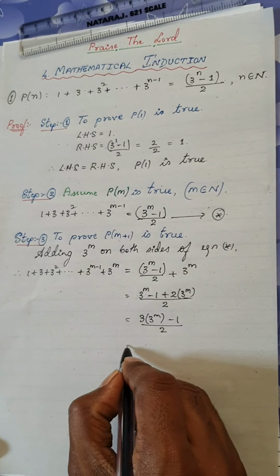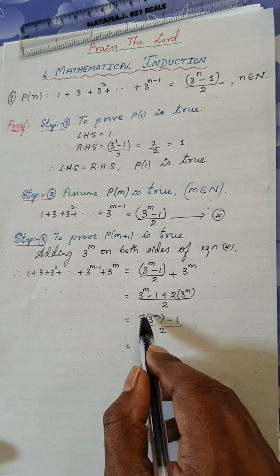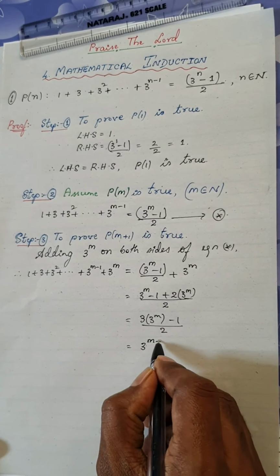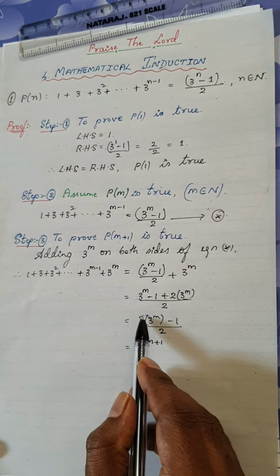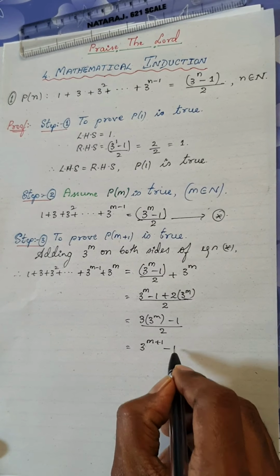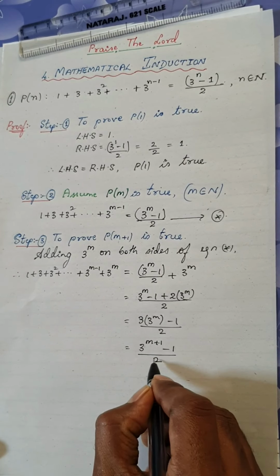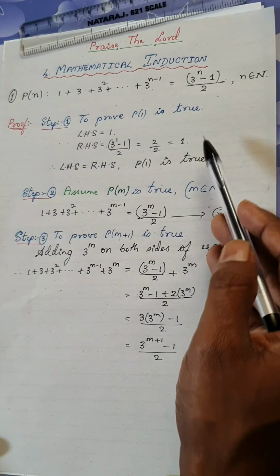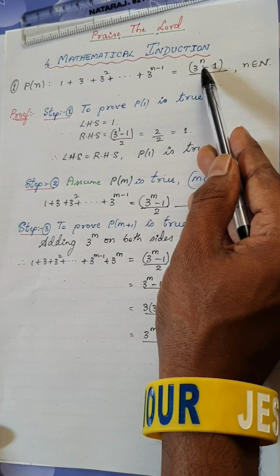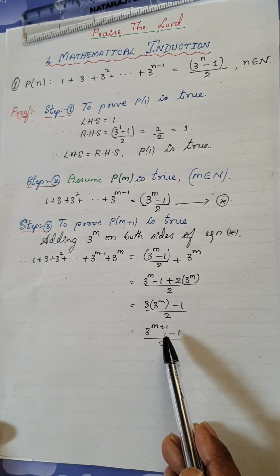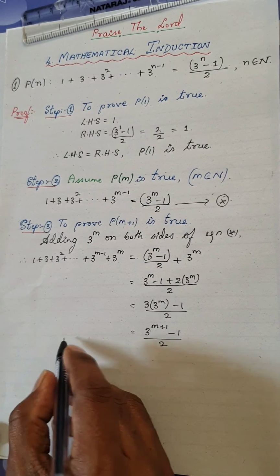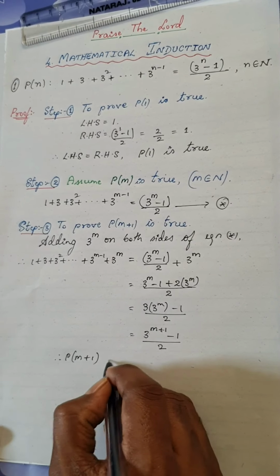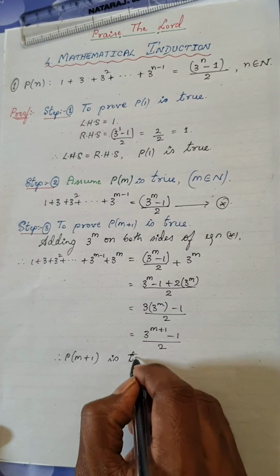Now using the law, a power of m into a power of n is a power of m plus n, this is nothing but 3 power m plus 1 minus 1 divided by 2. Now you can check, this is what I wanted, because in place of n in the RHS, I have replaced it with m plus 1. That is enough for me to say P of m plus 1 is true. So P of m plus 1 is true.